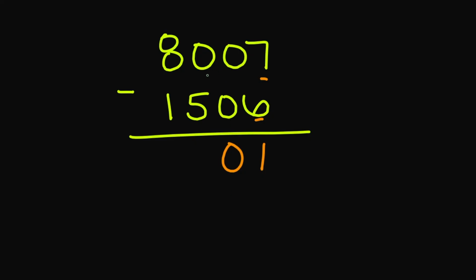And then when I go to the hundreds place, I have 0 minus 5. I can't do that, unfortunately. So I have to borrow from the thousands place. This 8 is going to become a 7. This 0 right here is going to become a 10. So now you have 10 minus 5, and that's 5. And then 7 minus 1, that's going to be 6. So your final answer is 6,501.